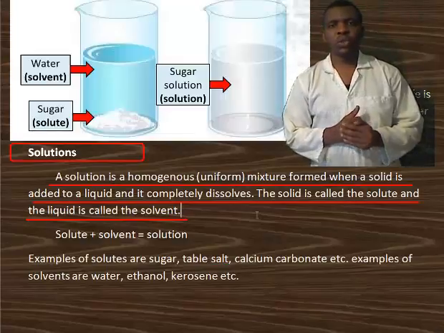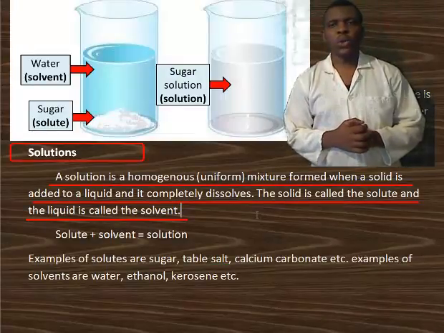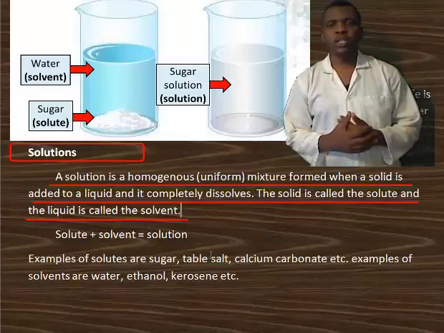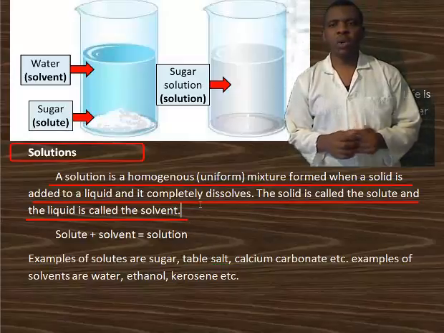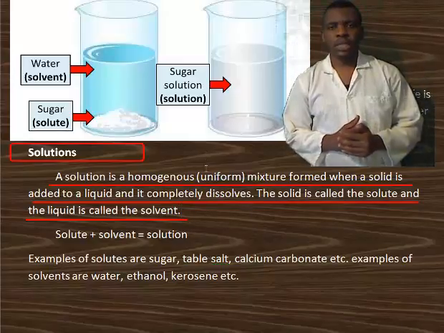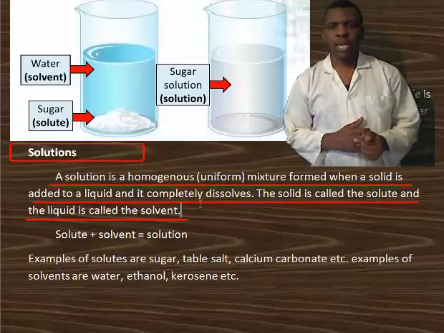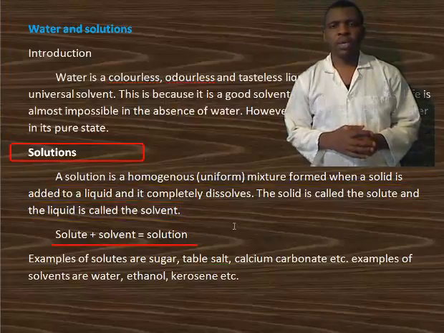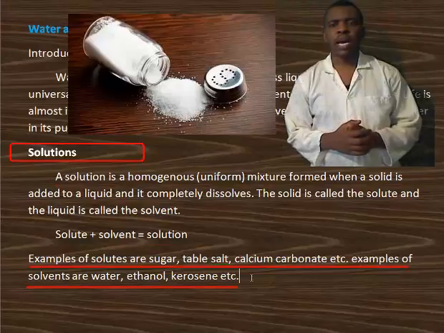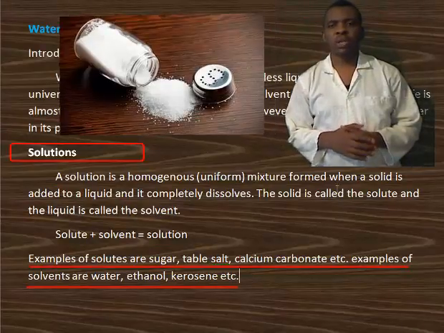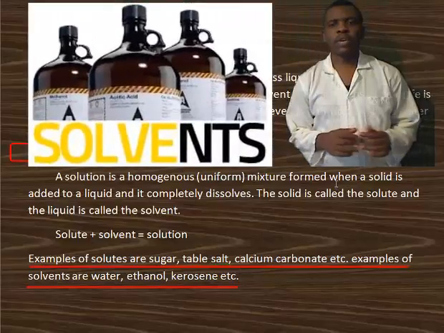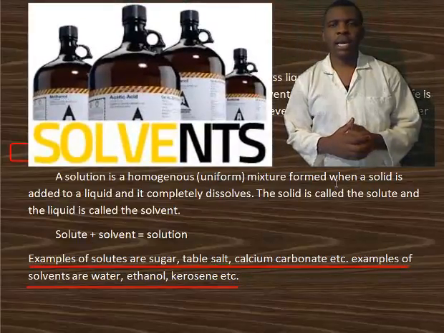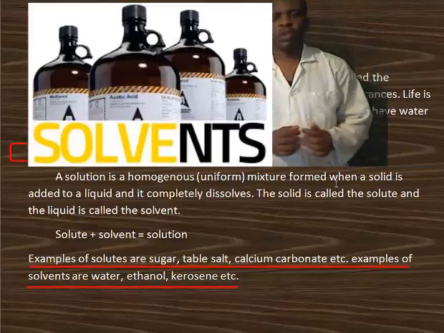Solutions. A solution is a homogeneous or uniform mixture formed when a solid is added to a liquid and it completely dissolves. The solid is called a solute and the liquid is called a solvent. Examples of solutes are sugar, table salt, calcium carbonate, etc. Examples of solvents are water, ethanol, kerosene, etc.